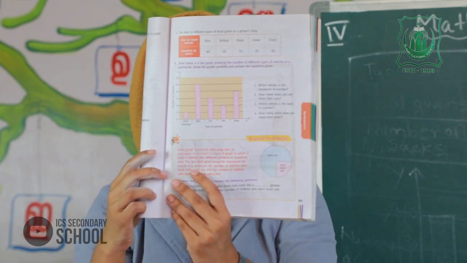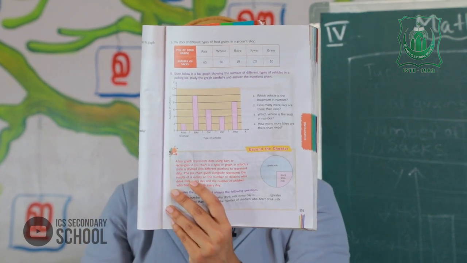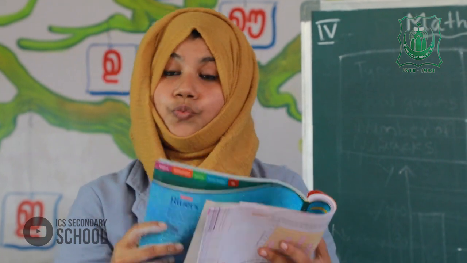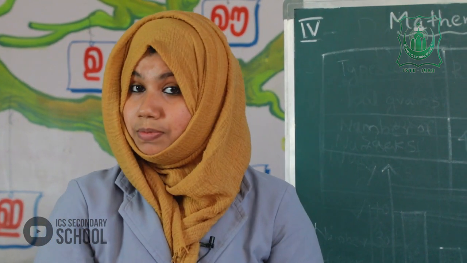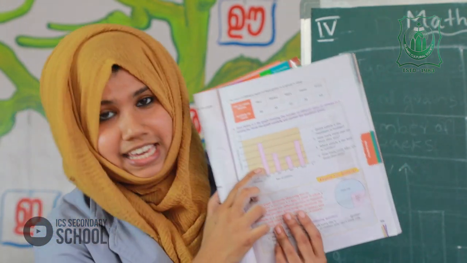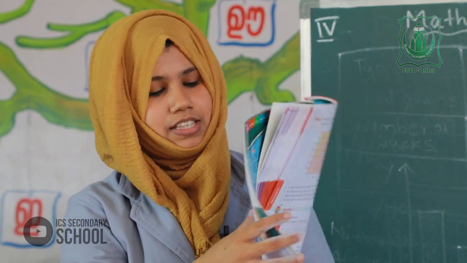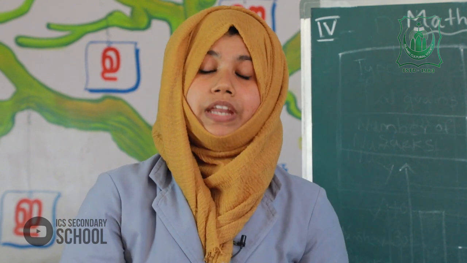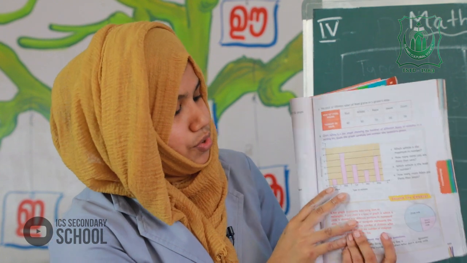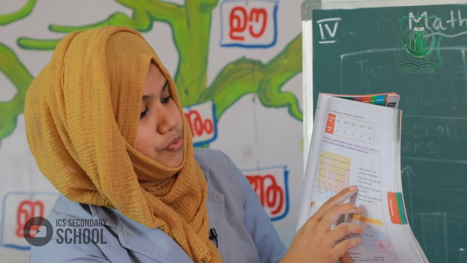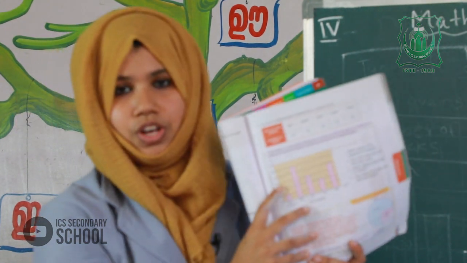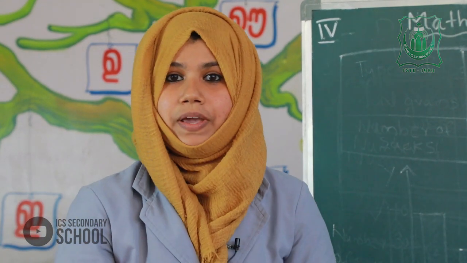Based on this bar graph you have to find out some answers. Okay, so the first one is, which vehicle is at maximum number? Here, yes, bike is at maximum number. How many more cars are there than vans? So, you have to subtract the number of vans from the number of cars. How many cars are there? 6. How many vans? 4. So, 6 minus 4, the answer will be 2.